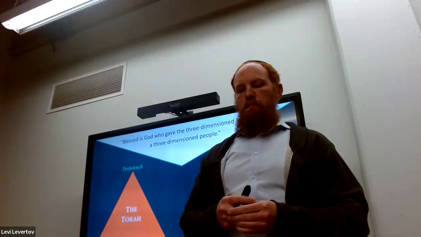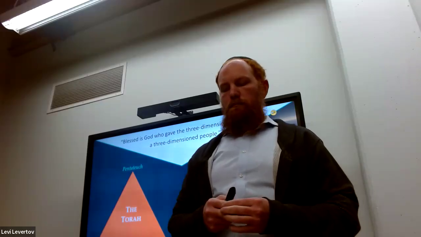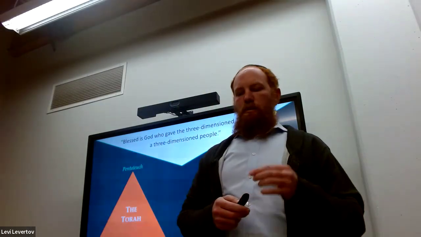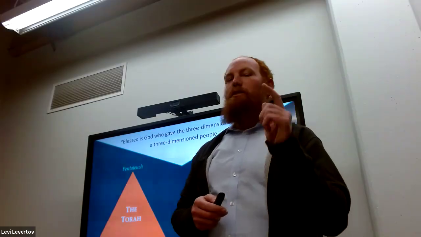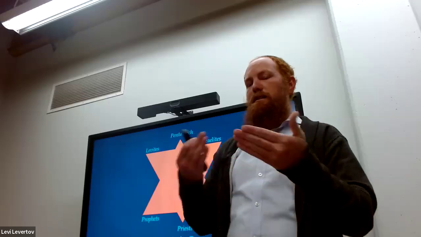Indeed, David, the pious and righteous king, fought his wars to protect both the Jewish people and the Torah. He thus linked the Torah of 3 with the people of 3. This is the message conveyed by the Star of David. So again, he's quoting this verse, "Blessed is God who gave the 3-dimension Torah to a 3-dimension people." So we have 2 triangles, they mesh together and become the Star of David. And this is what King David, and that's why he uses this in context.